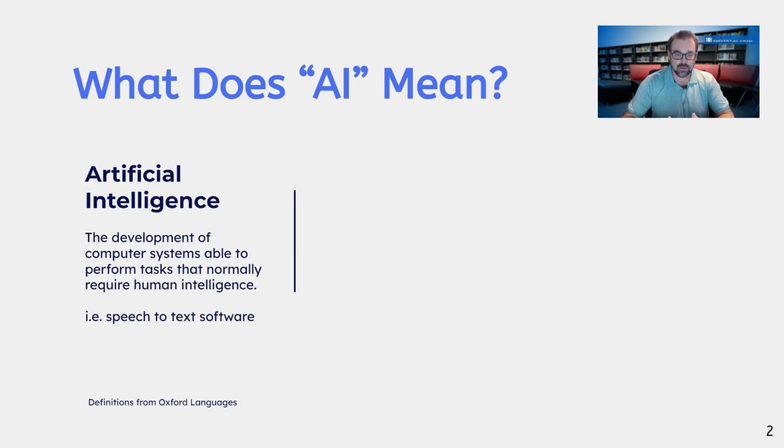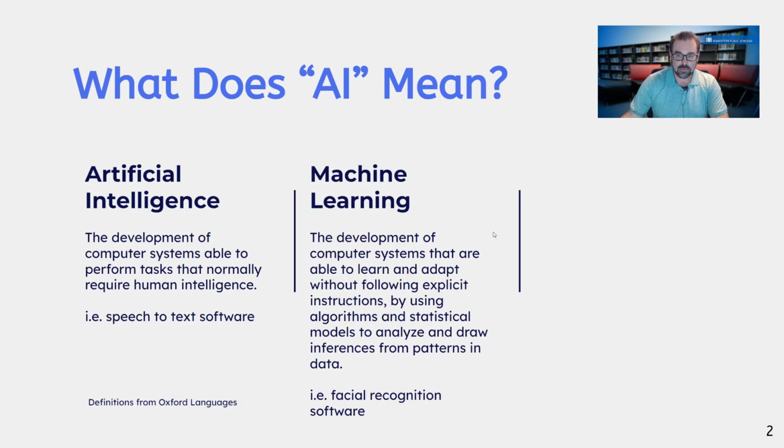A good example of this is speech to text. This is a complex task that usually requires human intervention, that is, someone listening and then typing it out correctly into software. Another term you might hear is machine learning. These are systems that are designed to learn and adapt on their own without following explicit instructions from a user. So they are created, they're fed data, and then they might make decisions and determinations on their own.